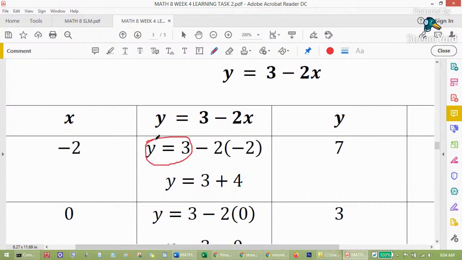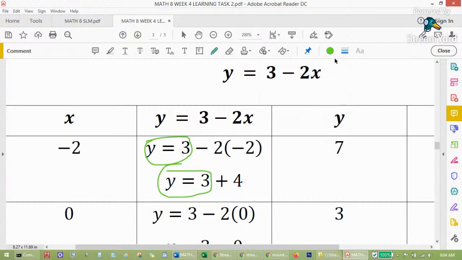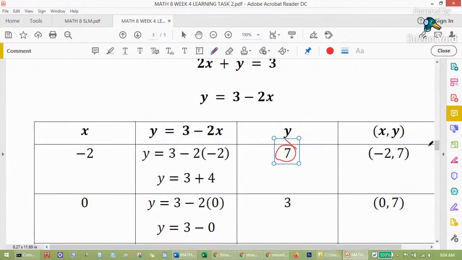Okay? So, pag kinompute natin to, y is equal to 3, kokopyahin lang natin. And then, negative 2 times negative 2 is positive 4. Okay? Negative 2 times negative 2 is positive 4. And then, meron tayong dalawang positive number. 3 plus 4 is 7. That's why yung first coordinate natin is x is negative 2 and y is 7.